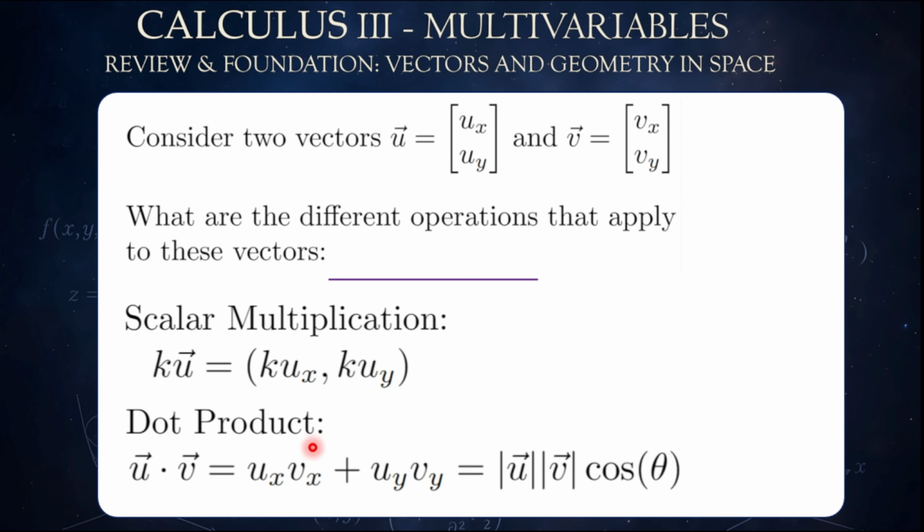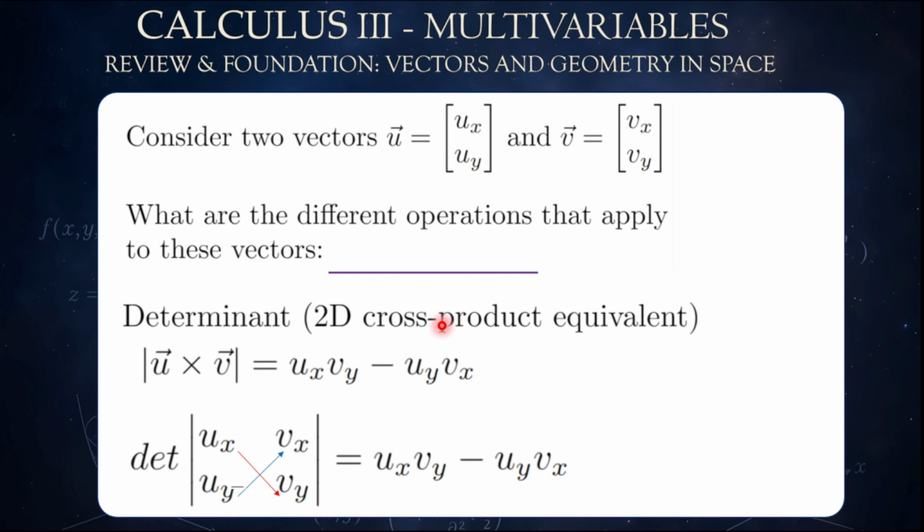Another operation is the dot product. u dot v is equal to ux vx plus uy vy. It is a scalar operation, meaning that it gives you a scalar, which is equal to the magnitude of u multiplied by that of v multiplied by cosine theta. Visually, you have the vectors u and v, and the resulting vector is the diagonal crossing the parallelogram formed by the two being the two sides of this parallelogram. So this is the vector w.